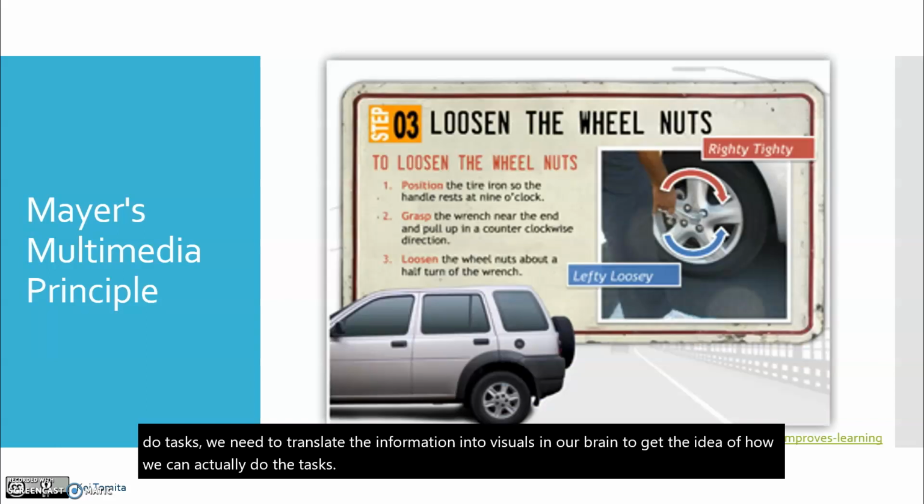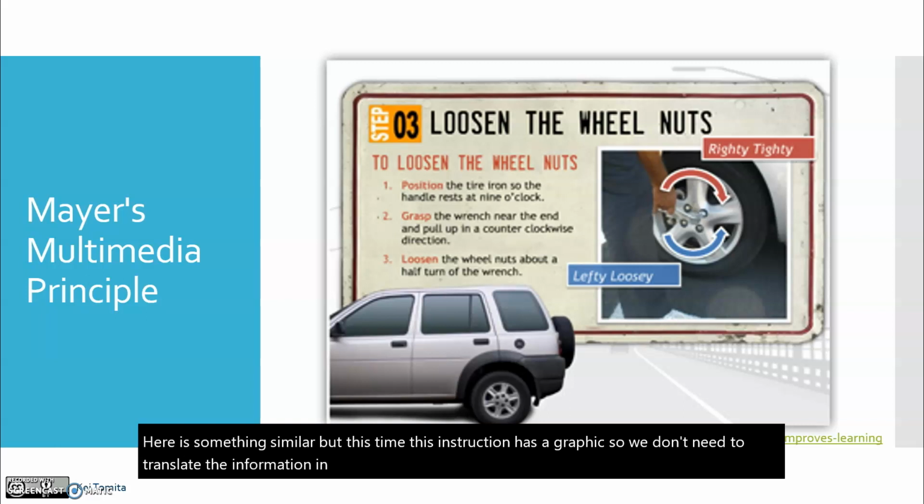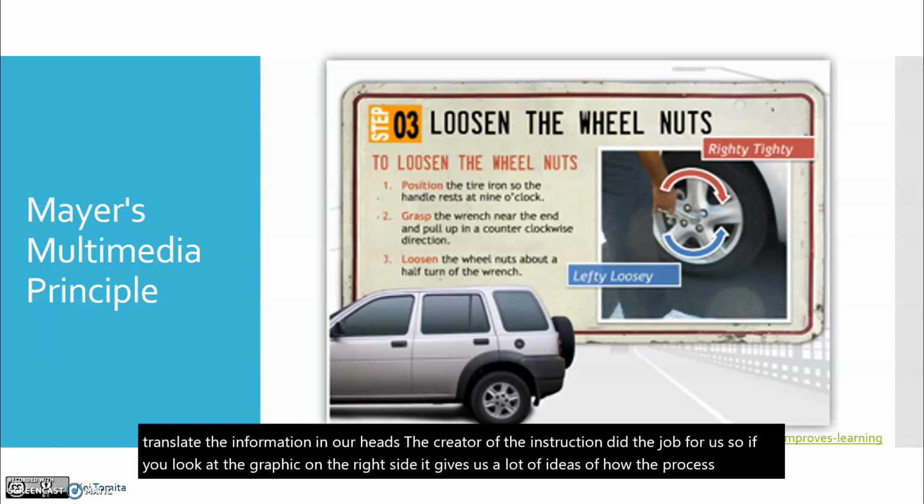Here's something similar, but this time this instruction has a graphic, so we don't need to translate the information in our heads. The creator of the instruction did the job for us. So if you look at the graphic on the right side, it gives us a lot of ideas of how the process of loosening wheel nuts looks.